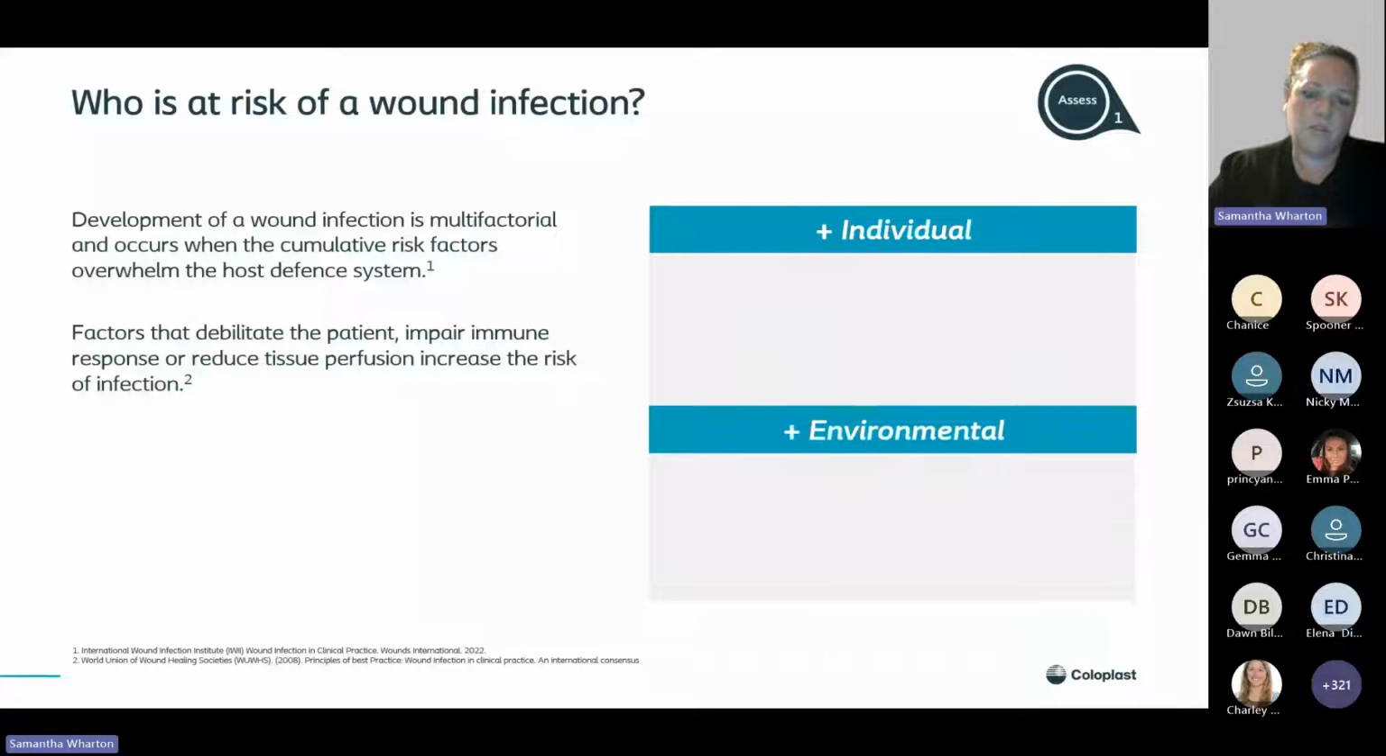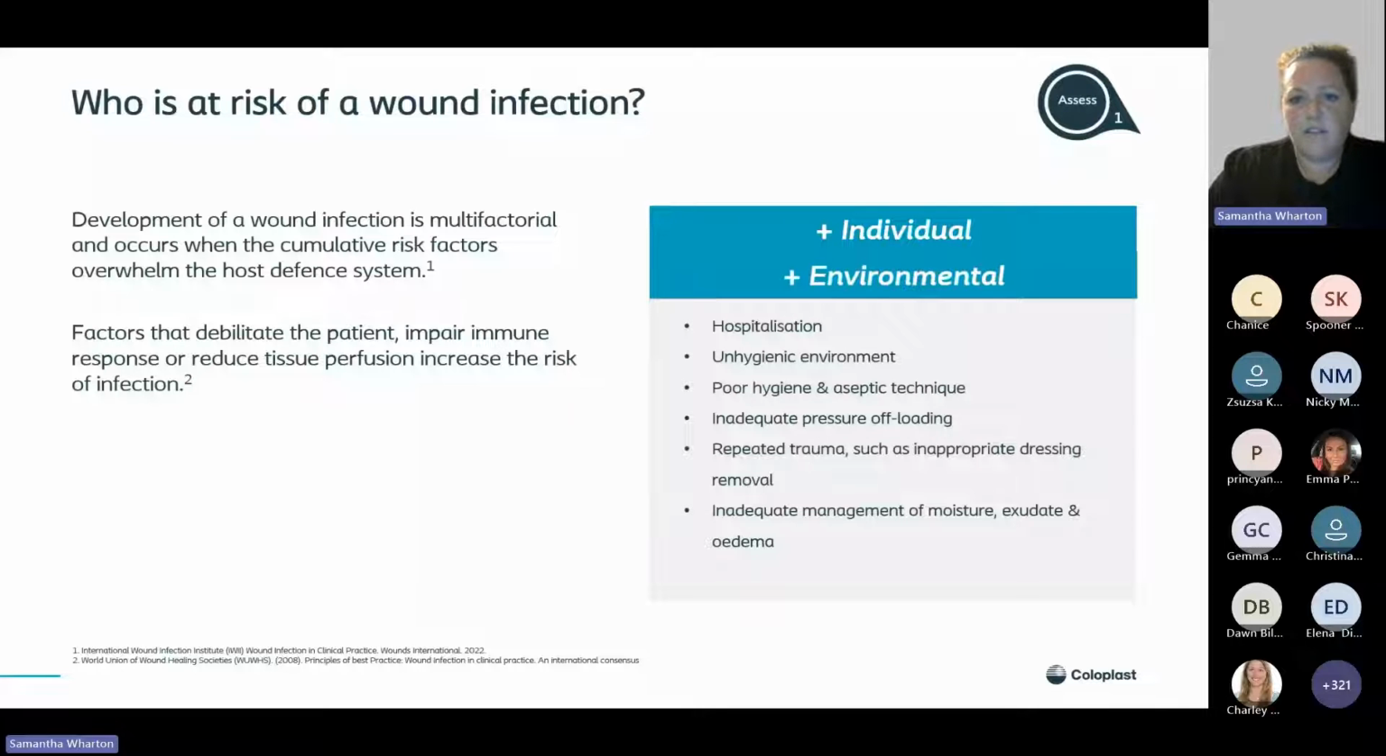Then we've got our environmental contributing factors. So obviously, if you're hospitalized, the longer you're in hospital, the bigger the increase of infection. Unhygienic environments: I used to be a community nurse, and I've been into some houses where hoarders have lived, and very unhygienic environments, and you have to try and do your dressings as cleanly as possible, but it can be very challenging in some patients' homes. Repeated trauma, such as inappropriate dressing removal, if the dressing's too tacky and it's causing trauma, then over time you're going to end up causing a bigger wound, and again increasing that risk of infection.